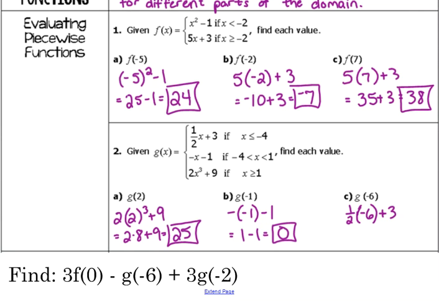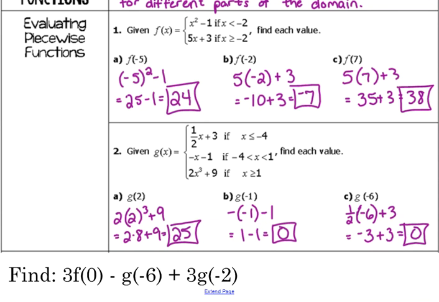All right, -6. -6 is less than -4. So we plug that into the first piece. So we get -3 plus 3. It also gives us a value of 0. All right, questions?